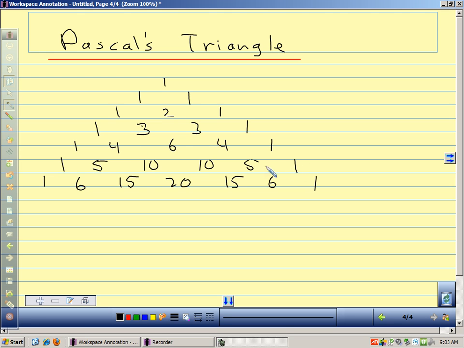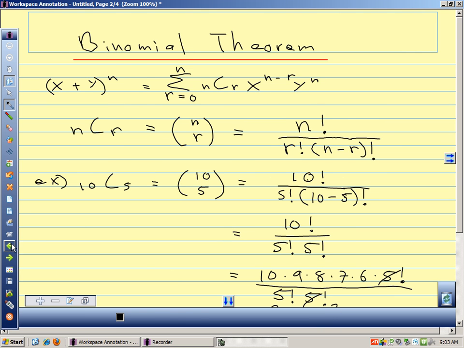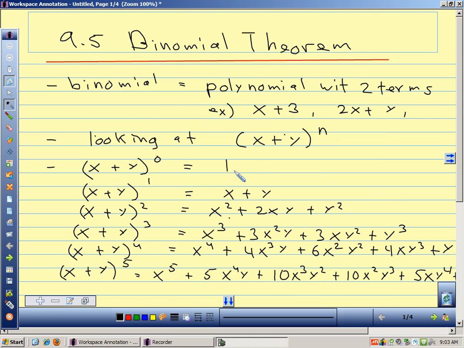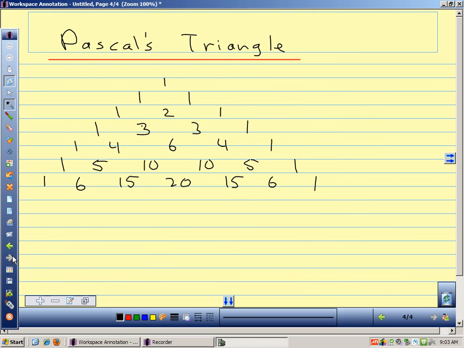the next one. If we look back at our pattern for our binomial coefficients that we talked about on the very first page, 1, 1, 1, 1, 2, 1, 1, 3, 3, 1, 1, 4, 6, 4, 1, 1, 5, 10, 10, 5, 1. It matches up with Pascal's triangle. So we can use Pascal's triangle to get our binomial coefficients. The numbers in Pascal's triangle are the binomial coefficients.